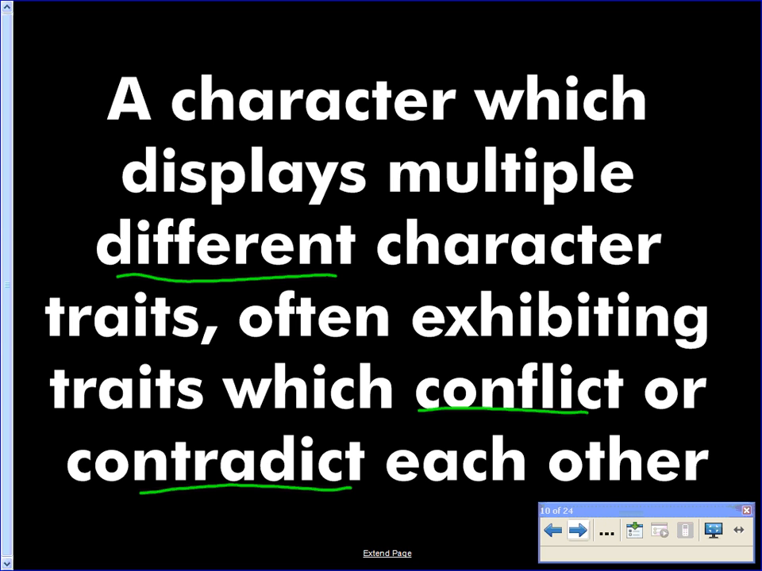A round character is basically realistic. Every single one of you, if you were a character, would be a round character because you are complex people. Everybody has complex character traits. Nobody is superficial. We might only know people in a superficial way, but everybody has complex character traits. A round character is one that's more realistic.